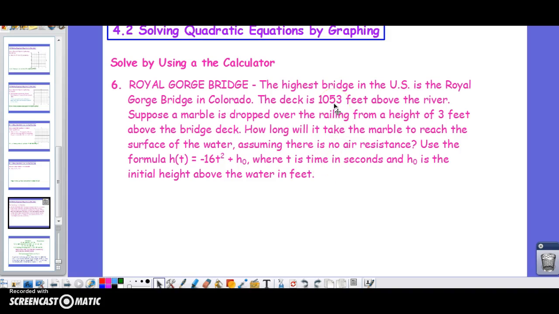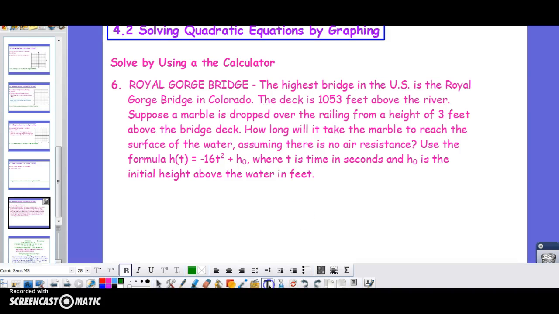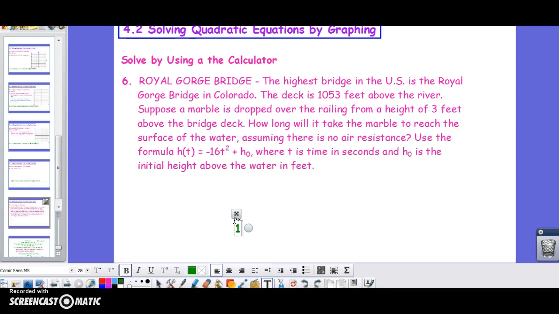So we know that the deck is 1,053 feet above water, above the river, and we're holding it 3 feet above that. So the total feet that we're holding above here is 1,056 feet. So that's what our h naught equals. So our equation now reads h of t equals negative 16t squared plus 1,056.